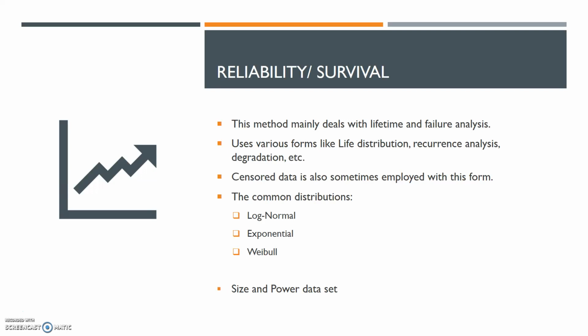And then one term that we usually come across with reliability and survival is censored data. Censored data is data that might not necessarily have all the points available, and some of them are being held back. So it's not like a full data set, but it's censored in that sense. And the common distributions when dealing with reliability and survival are the log normal, the exponential, and the Weibull. And then to demonstrate this better in JMP, we'll be using the size and power dataset.